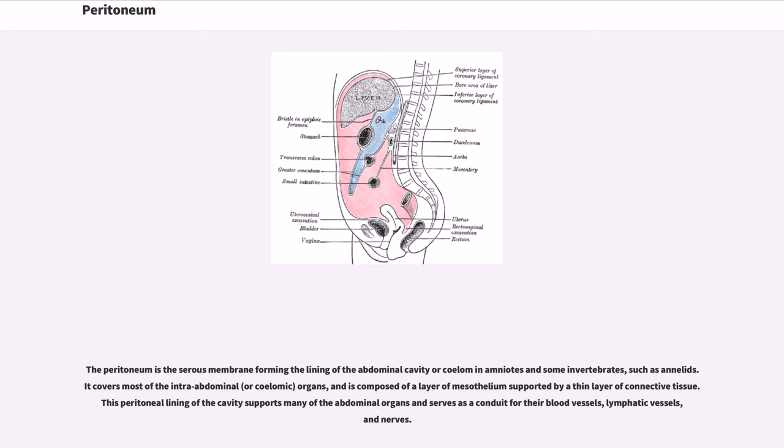Peritoneum. The peritoneum is the serous membrane forming the lining of the abdominal cavity or coelom in amniotes and some invertebrates, such as annelids. It covers most of the intra-abdominal organs, and is composed of a layer of mesothelium supported by a thin layer of connective tissue. This peritoneal lining of the cavity supports many of the abdominal organs and serves as a conduit for their blood vessels, lymphatic vessels, and nerves.